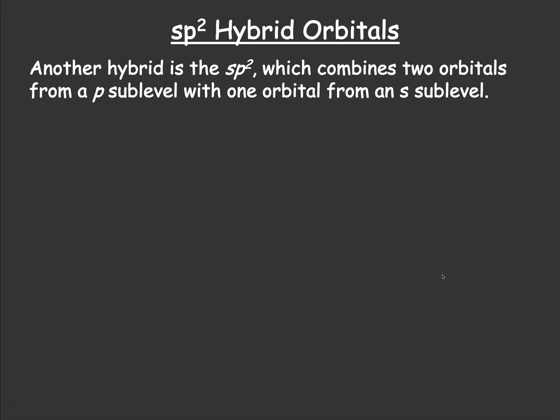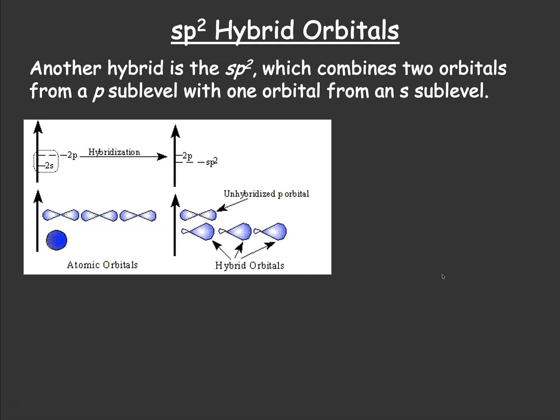sp2 hybrid, the other one left. Again, made from an s orbital and two of the p orbitals or sublevels. Again, same diagram. Notice that we have 1 plus 2 is 3 hybrid orbitals, and that leaves us 1 p that is unhybridized. Questions on hybrid orbitals? Okay.